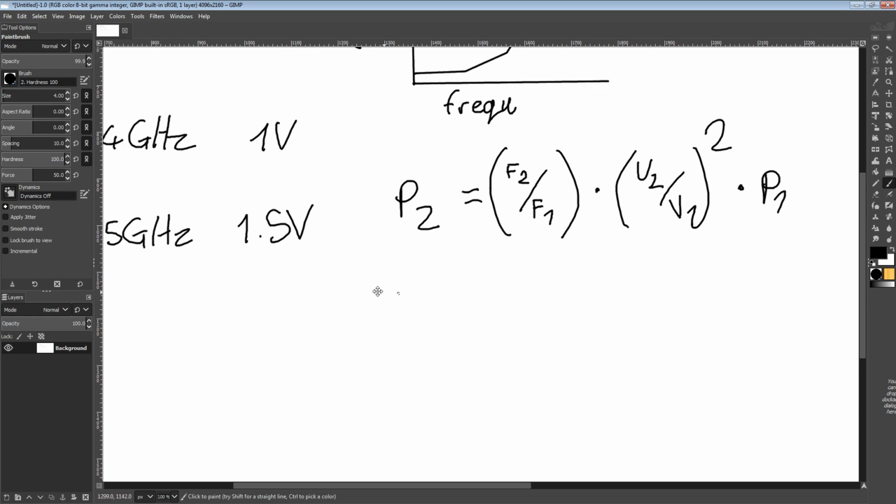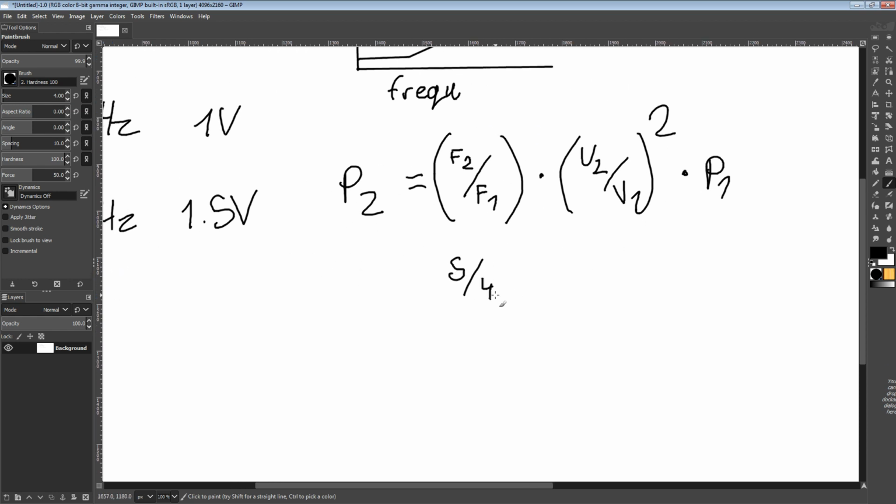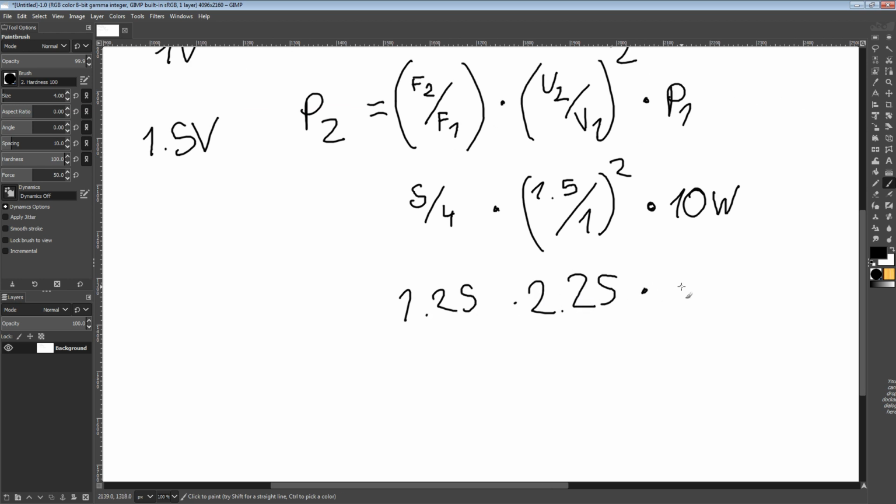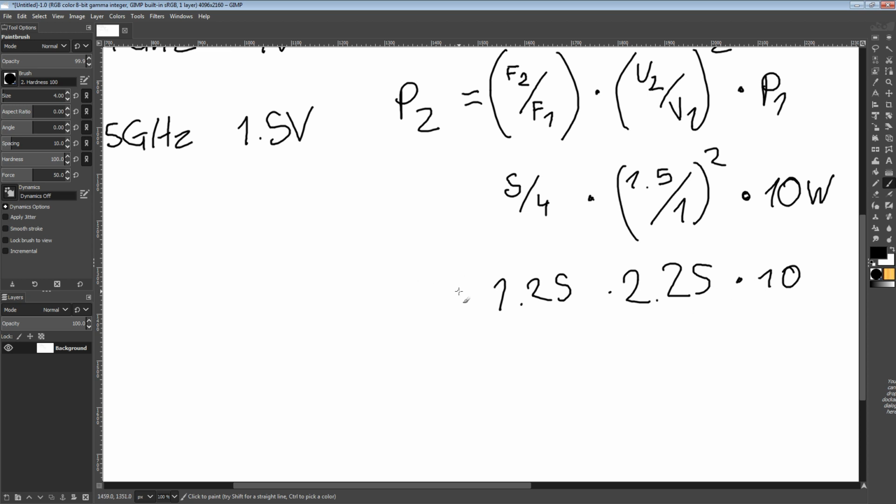So let's go through this. Frequency is going to be 5 divided by 4. Voltage is going to be 1.5 divided by 1, which is why I chose 1, so that's nice and easy. That gets squared, and then we multiply it by our old power consumption per core, which is 10 watts. So that's 1.25 times 2.25 times 10, and the answer is roughly 28.1 watts.